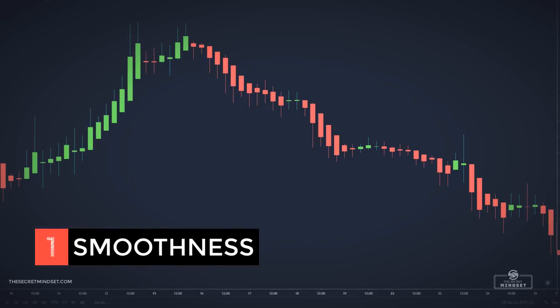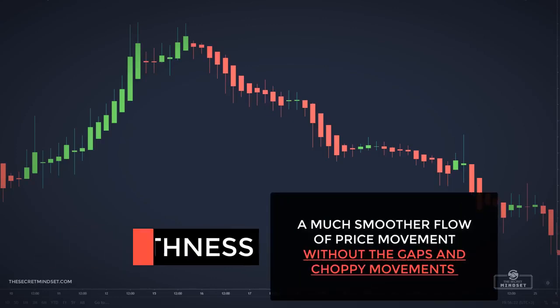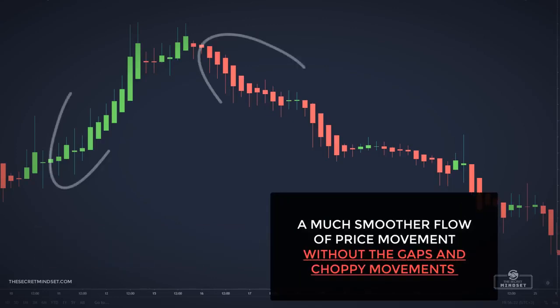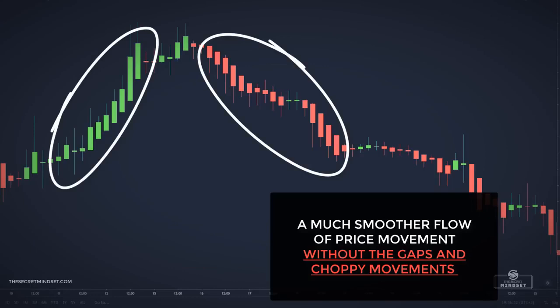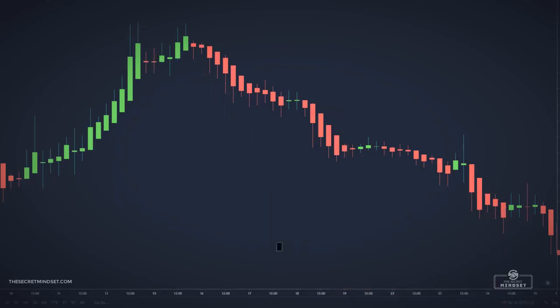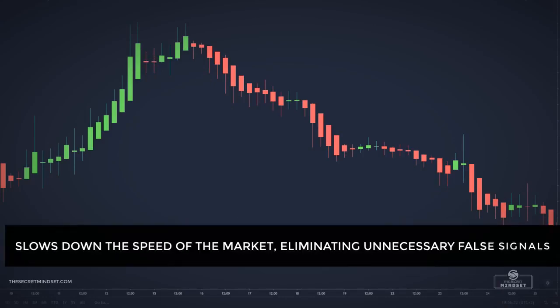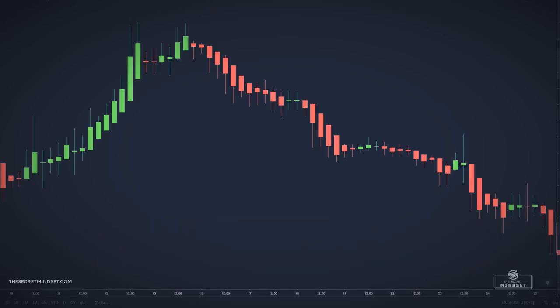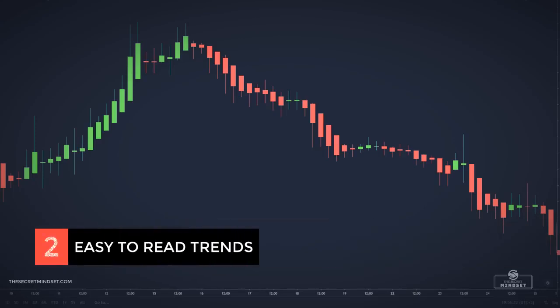There are a few benefits to the Heikin Ashi chart that can be seen immediately. The first is the smoothness. The Heikin Ashi chart creates a much smoother flow of price movement without the gaps and choppy movements typical price action can make. Heikin Ashi indicator compared to the regular price chart slows down the speed of the market, eliminating unnecessary false signals.